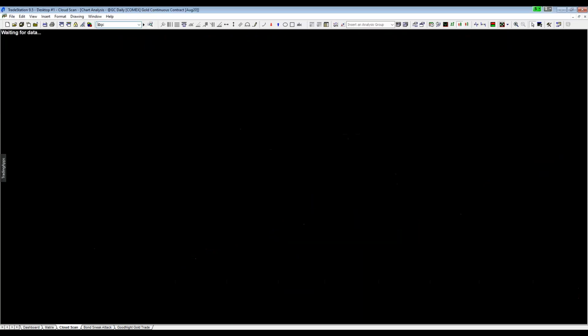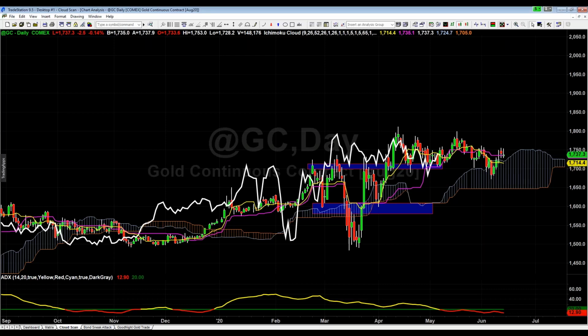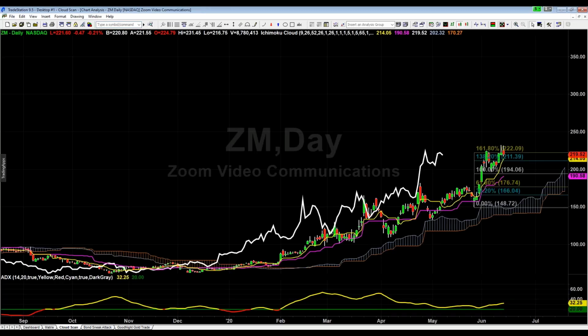Gold at GC. Gold is sideways. It's a better long than short. It probably goes to 1800. Zoom, pretty simple. It's going higher. Zoom, next target will be 250. You could buy it on a pullback at 214. It's probably going to go north of 250.